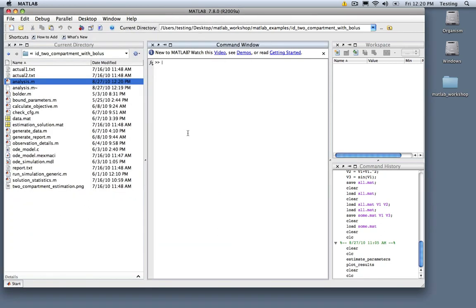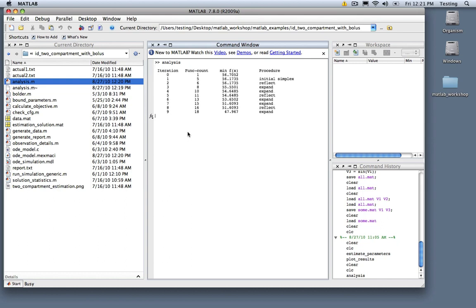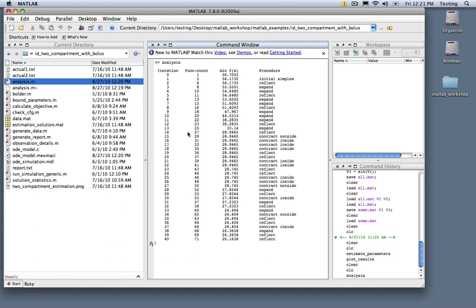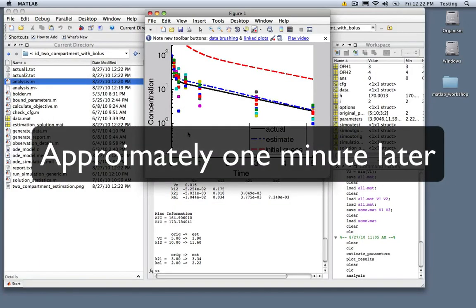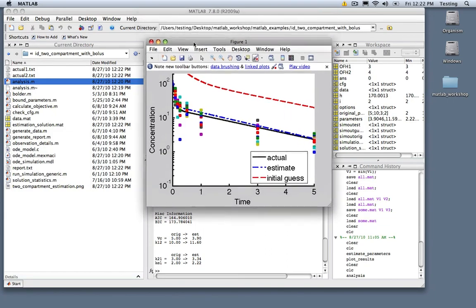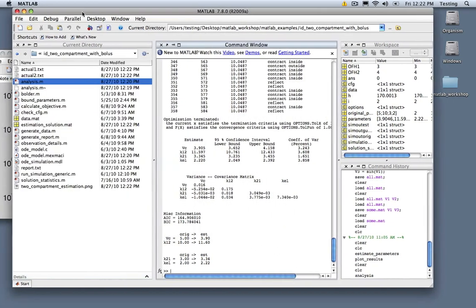Now I can run this. I can type analysis and hit enter, and it'll chug away. The first thing it's doing now is compiling my model. The first time I compile a model, it always seems to take a little longer, but subsequently, after it's loaded all the different libraries, I suppose, it goes along quicker. Now it's running the function estimation routine.